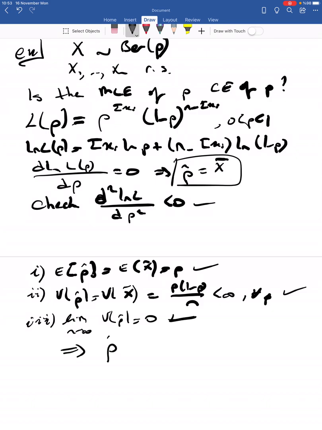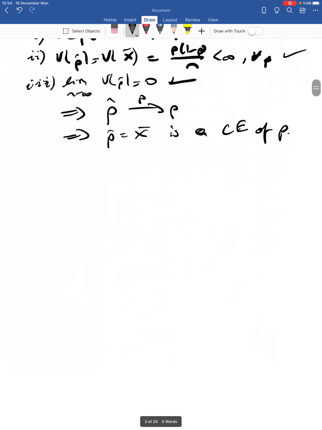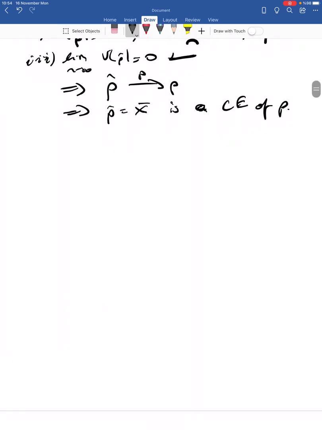So this means that p hat converges in probability to p. So this also means that by definition p hat, x bar, is a consistent estimator of p. So we are saying a consistent estimator, because consistent estimators are not unique. We can have more than one consistent estimator for the unknown parameter p.